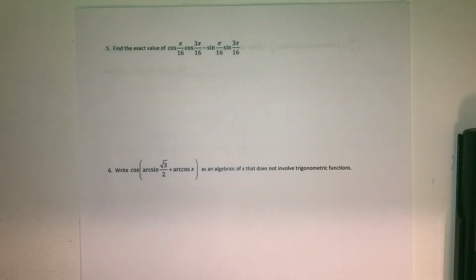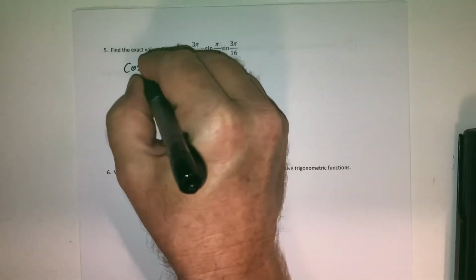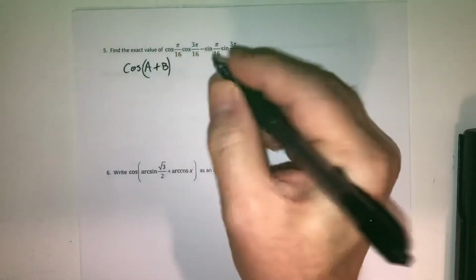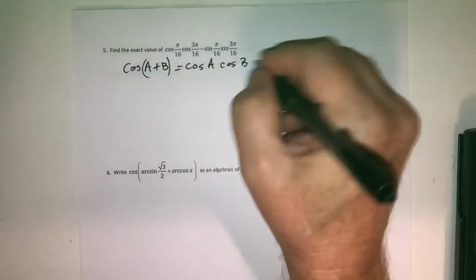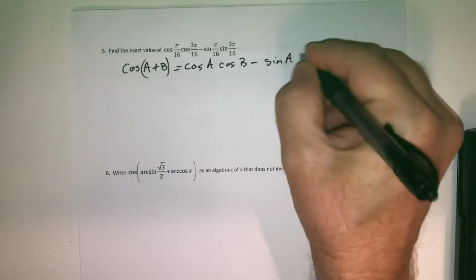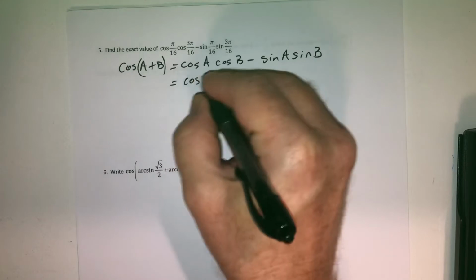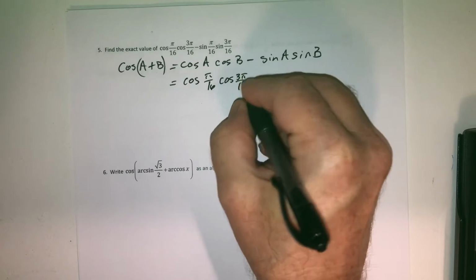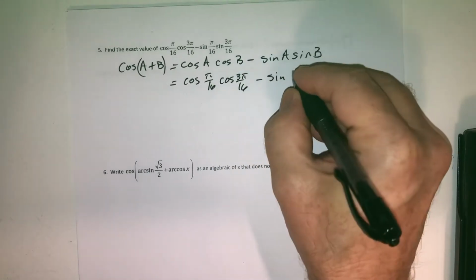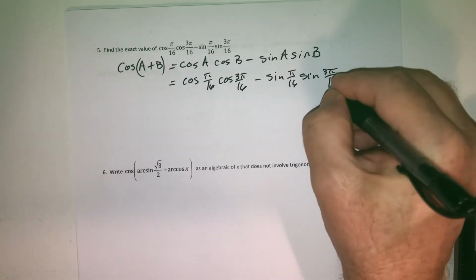Well, that looks to me like it's the cosine of the sum of two angles, okay? Because we know that the cosine of alpha plus beta is equal to the product of the cosines of alpha and beta minus the product of the sines of alpha and beta. That's the rule that you're using here, okay? We have that right-hand side, the cosine of pi over 16 times the cosine of 3 pi over 16 minus the sine of alpha, which is pi over 16, times the sine of beta, which is 3 pi over 16.